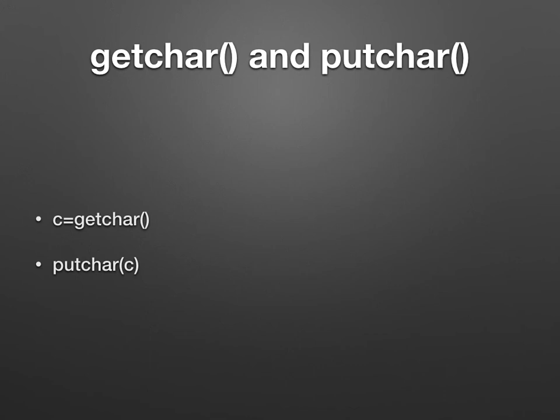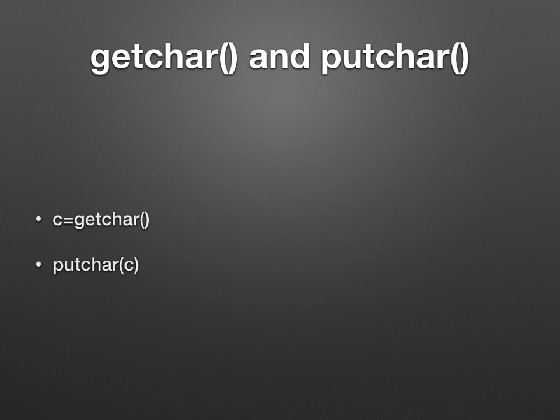If you want to print that value which is stored in the variable c onto the monitor, you can use the keyword putchar. If you write putchar of c, it will display the value that you have inside the variable c on the screen. So that is another kind of input and output statement that you use in C language.